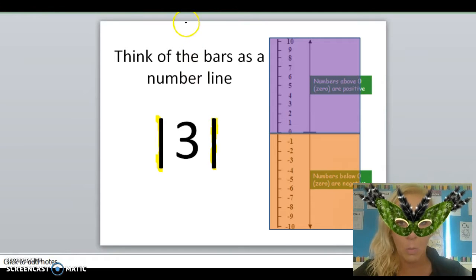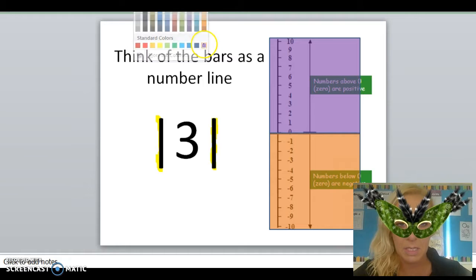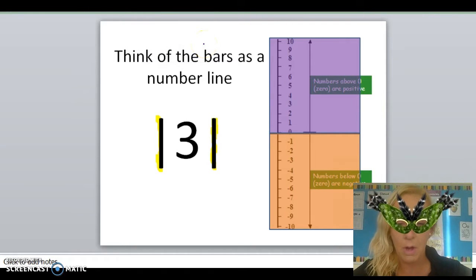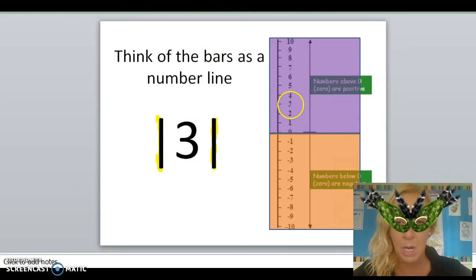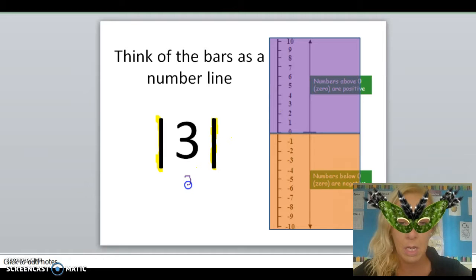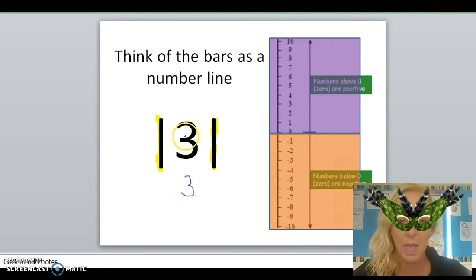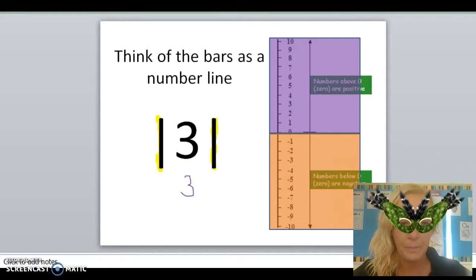So in this case here, what this is saying is how far is 3 away from 0? Or what is its absolute value? So 3 is 3 units away from 0. So the absolute value of 3 is 3.